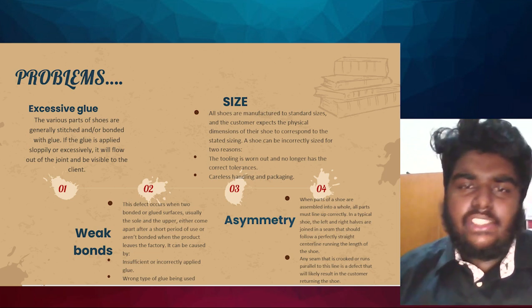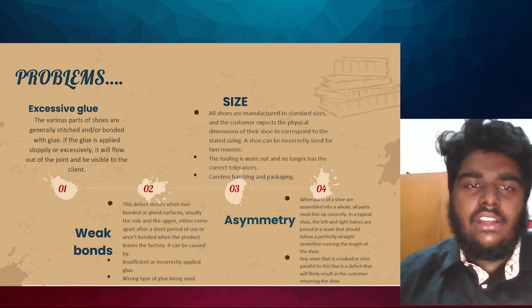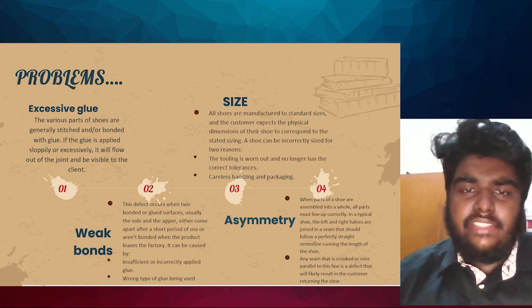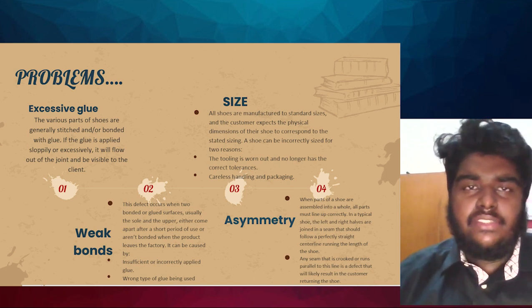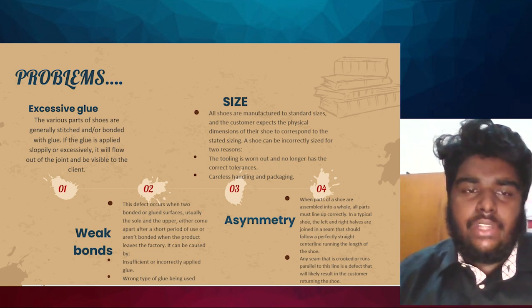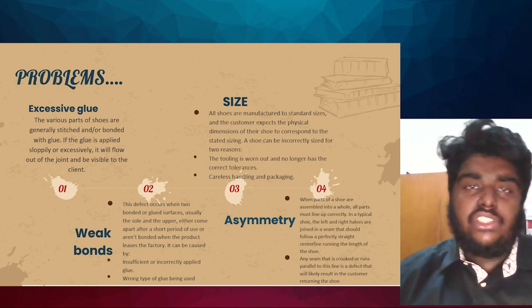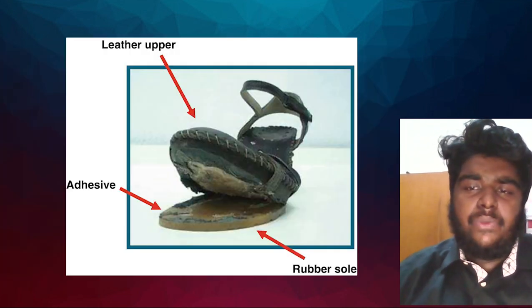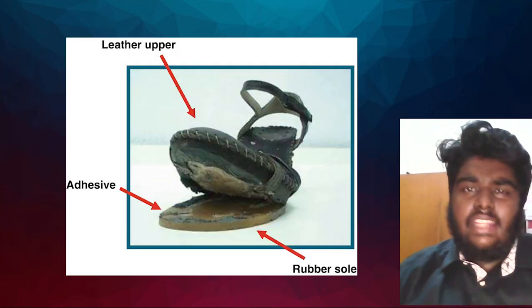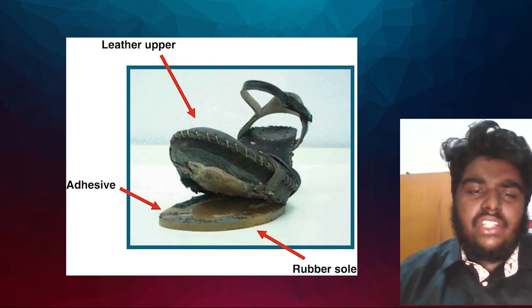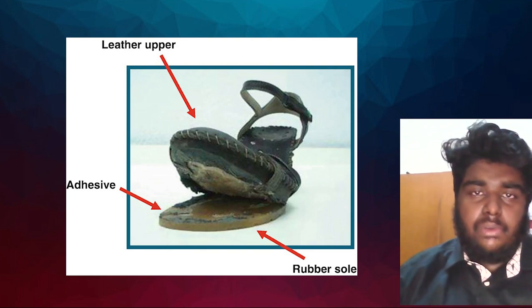Moving on, the next common problem faced by casual shoes is weak bonds. This defect occurs when two bonded or glued surfaces, usually the sole and the upper, either come apart after a short period of use or aren't bonded when the product leaves the factory. It can also be caused by insufficient or incorrectly applied glue. There are times as well where the wrong type of glue was used to cause this problem.